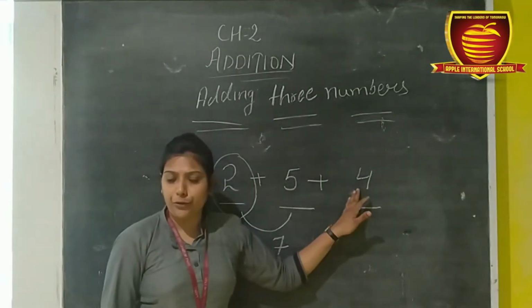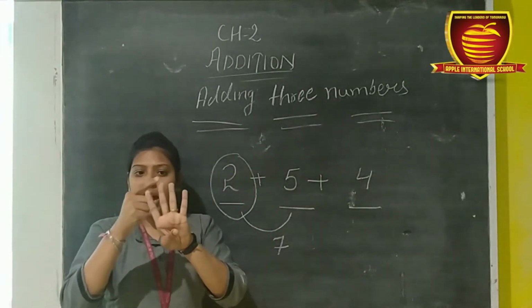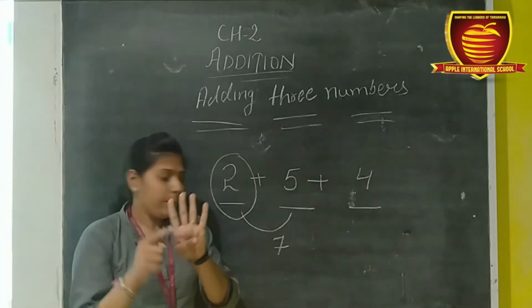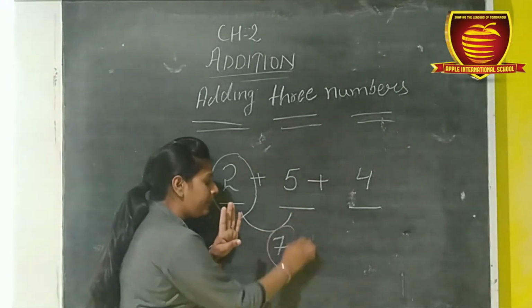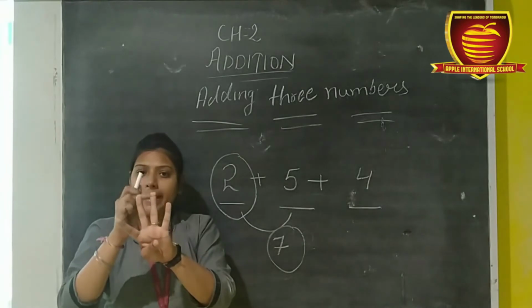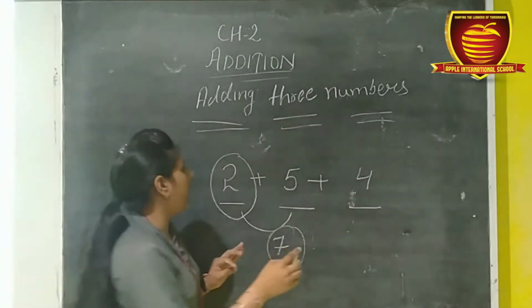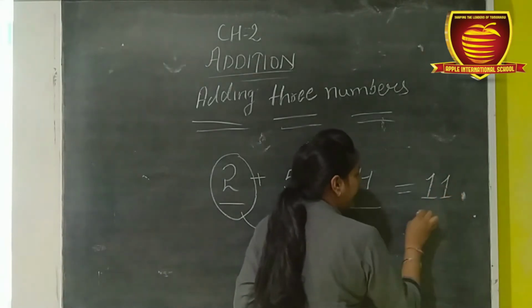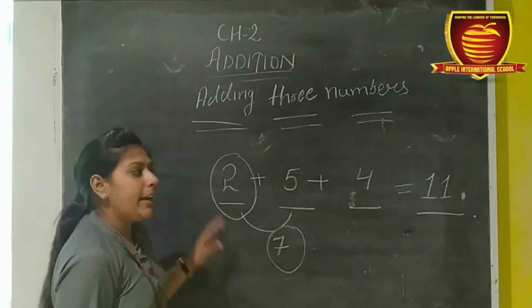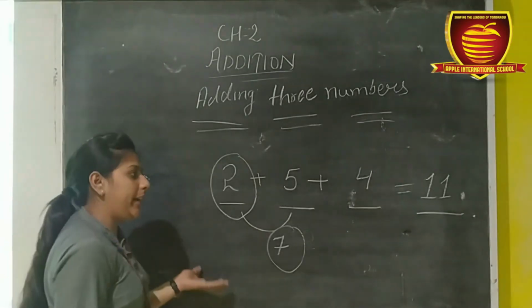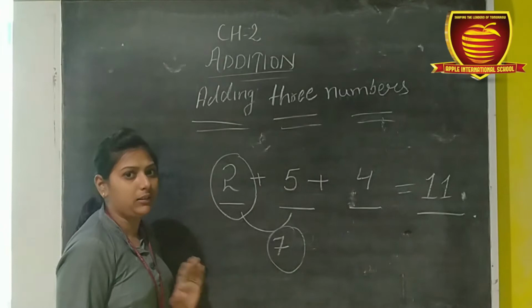Now the next number is 4. So these are 4 fingers. 1, 2, 3, 4. Now start from 8, because 2 plus 5 is 7. 8, 9, 10, 11. So Ajay, when we add these 3 numbers, the answer is 11. Like this you have to add 3 numbers. This is a simple way to add 3 numbers.